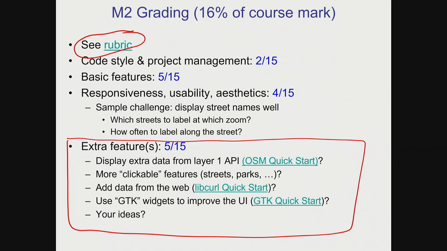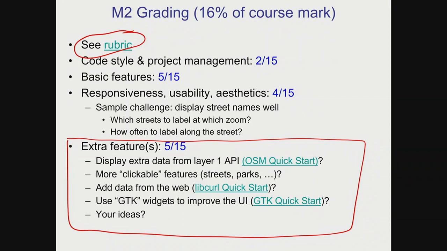You could get data from the web. And to help you do this, we've written a quick start guide on libcurl. Libcurl is basically a library that allows you to go out to the web and get data from C. So you can read that, and it gives you some pointers of what are sites that might have interesting data that you want to download at runtime and basically show. Maybe you want to show the current weather, maybe you want to show the current traffic. Some of those things are easier, some of those things are harder.